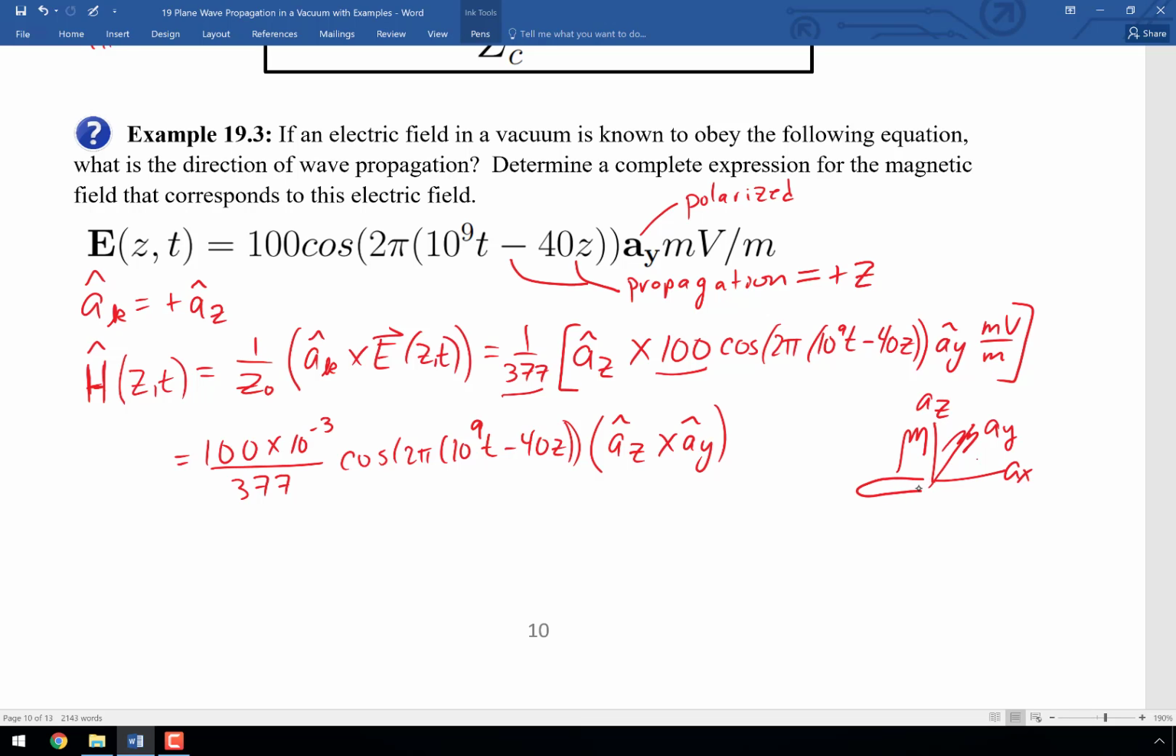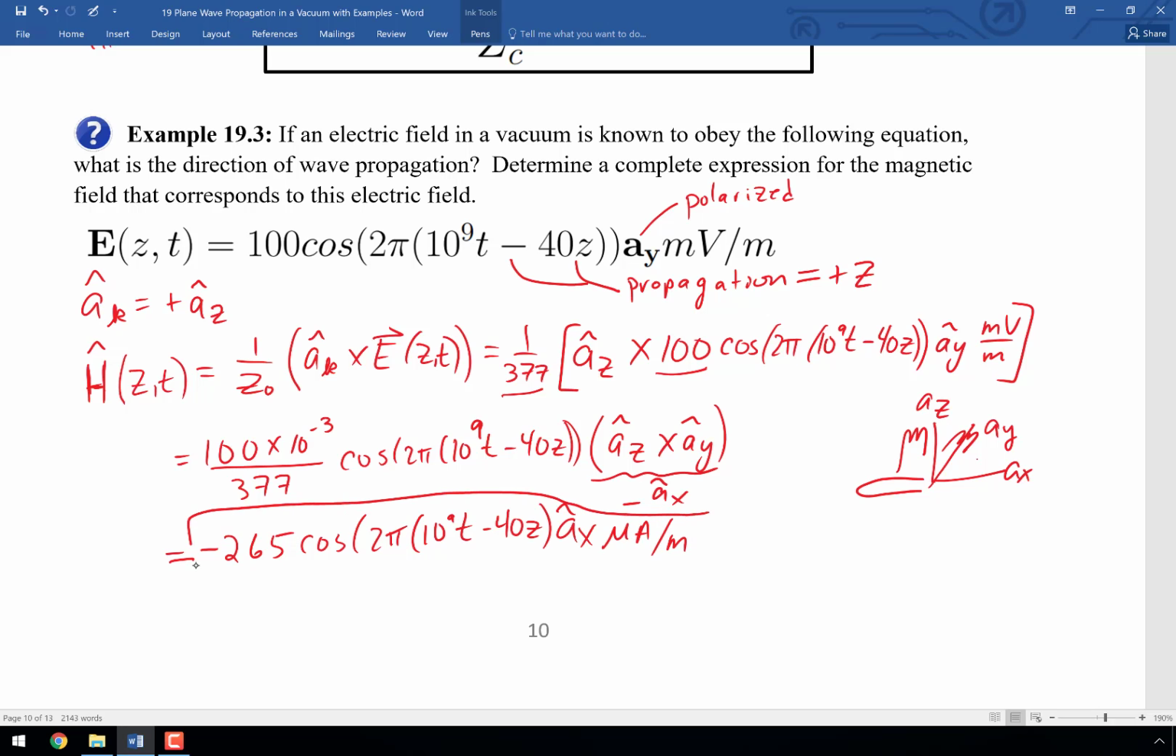And so that's in the negative a sub x direction. So that means that this is negative a sub x. And that ratio was 265, so 265, and I do need a negative sign. Negative 265 cosine of 2 pi times 10 to the 9th t minus 40z times a sub x, and those units are going to be microamps per meter. And so that's my final answer.